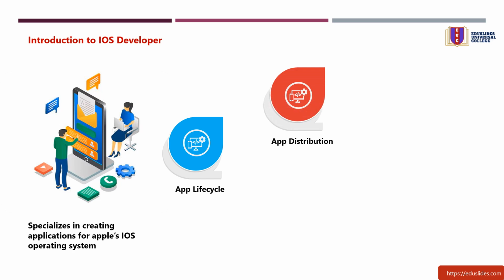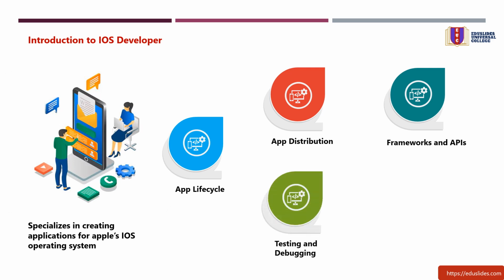6. App Distribution. iOS apps are distributed through the App Store, Apple's digital distribution platform. Developers must adhere to Apple's guidelines and submit their apps for review before they can be published on the App Store. 7. Frameworks and APIs. iOS provides a rich set of frameworks and APIs, application programming interfaces, that developers can leverage to add functionality to their apps.